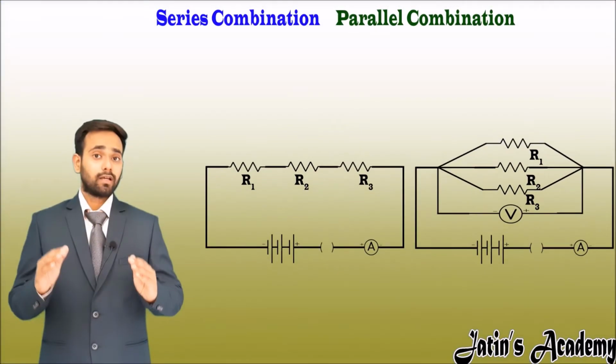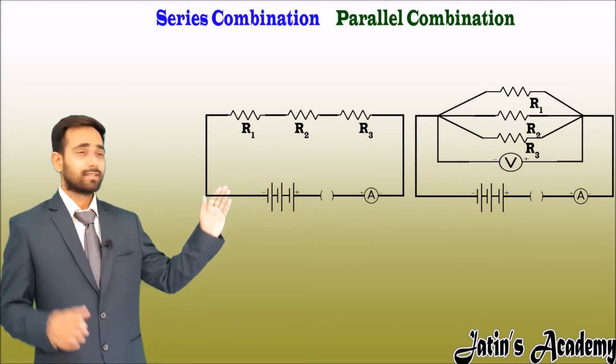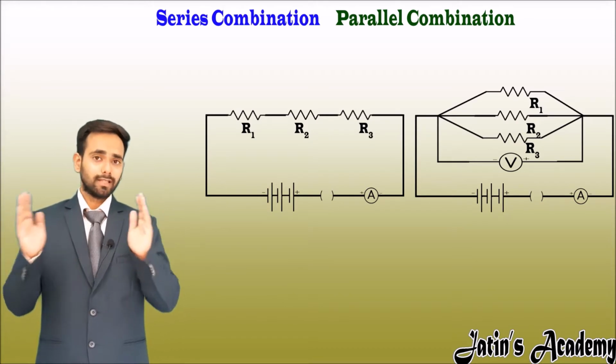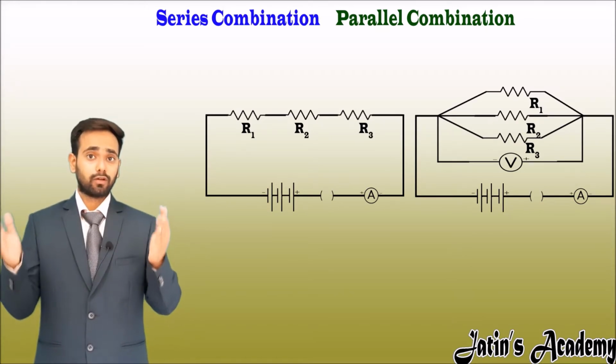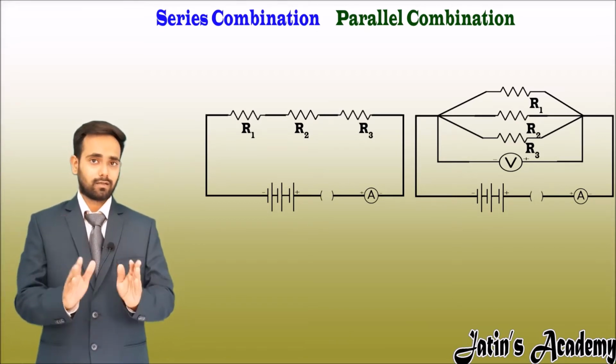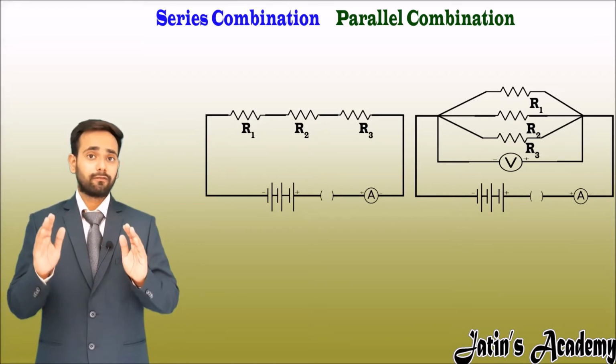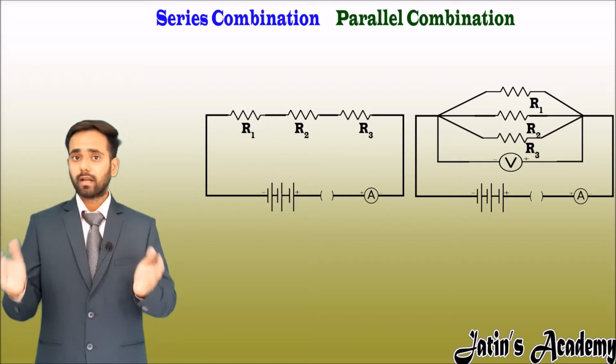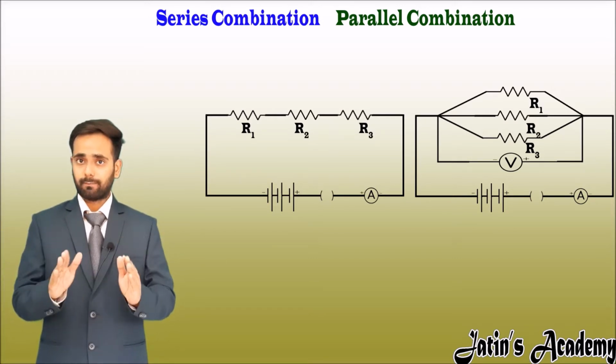Let's convert these number of resistances into a single value, because in the numericals we have to convert a number of resistances into an equivalent resistance, meaning one single value. For this we have to attach an ammeter and voltmeter at appropriate places.